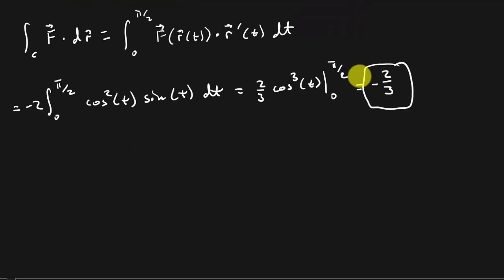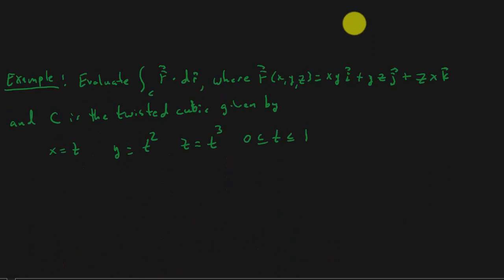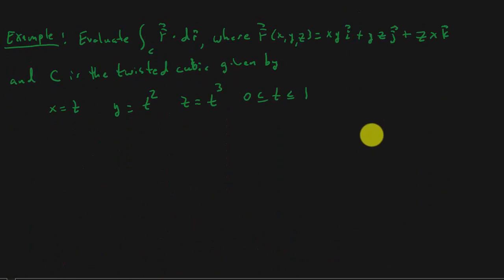All right, so let's look at this. We've got one more example. This is our last example, and we will be done. All right, so it says evaluate this, where F of x, y, z is equal to this, xy i, yz j, zx k, and C is the twisted cubic given by this. Okay, so there's your twisted cubic. And by the way, that right there's an F. If it doesn't look like it, that's an F.